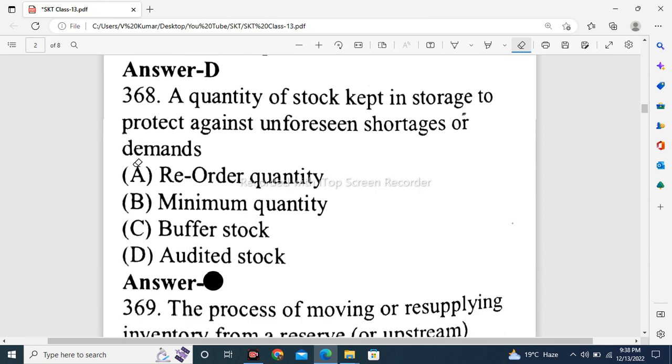Next है a quantity of stock kept in a storage to protect against unforeseen shortages or demands. A. Reorder quantity. B. Minimum quantity. C. Buffer stock. D. Audited stock. आंसर है C. Buffer stock. A quantity of stock kept in a storage to protect against unforeseen shortages or demands. C. Buffer stock.